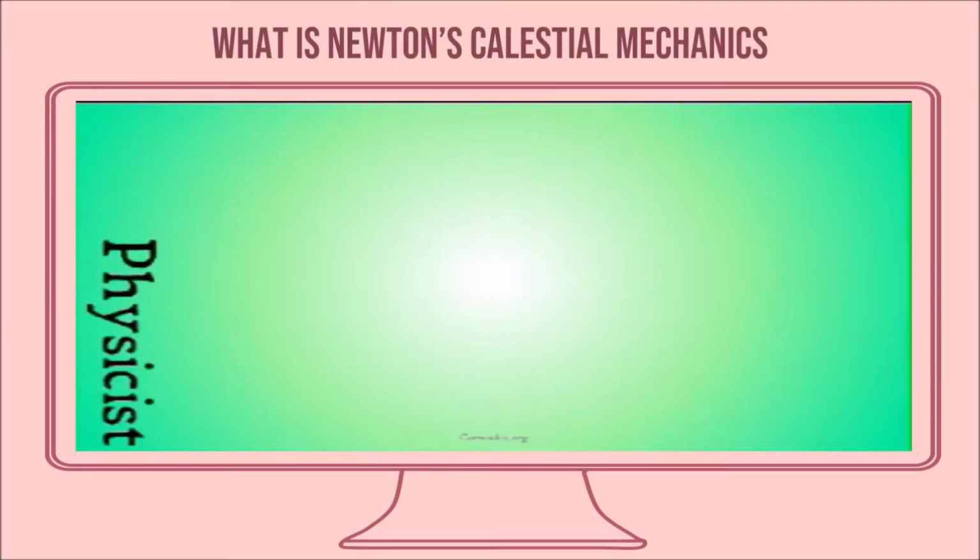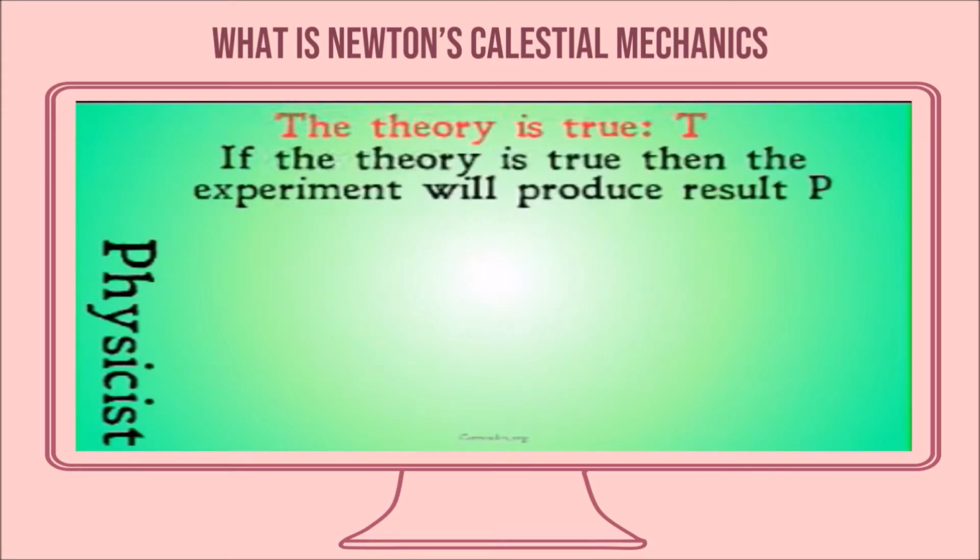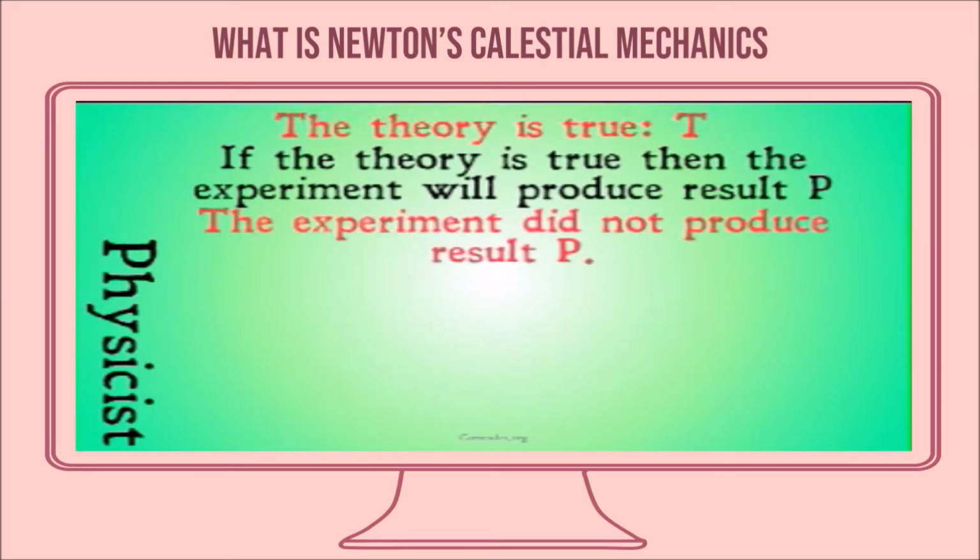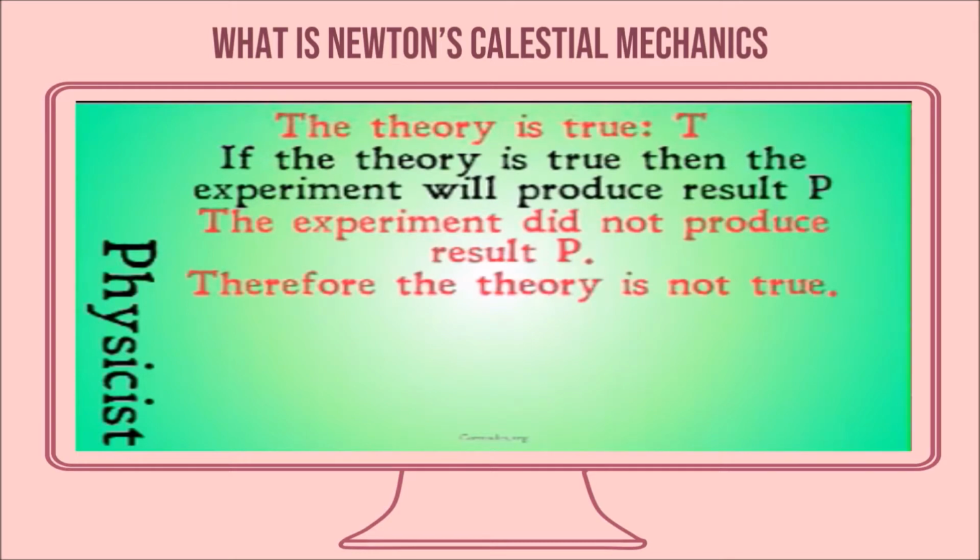Let's take a look more carefully. We'll represent the theory as true with T. If the theory is true, then the experiment will produce result P. T implies P, basically. The experiment did not produce result P, not P. Therefore, the theory is not true. This seems to be just a classic use of modus tollens.